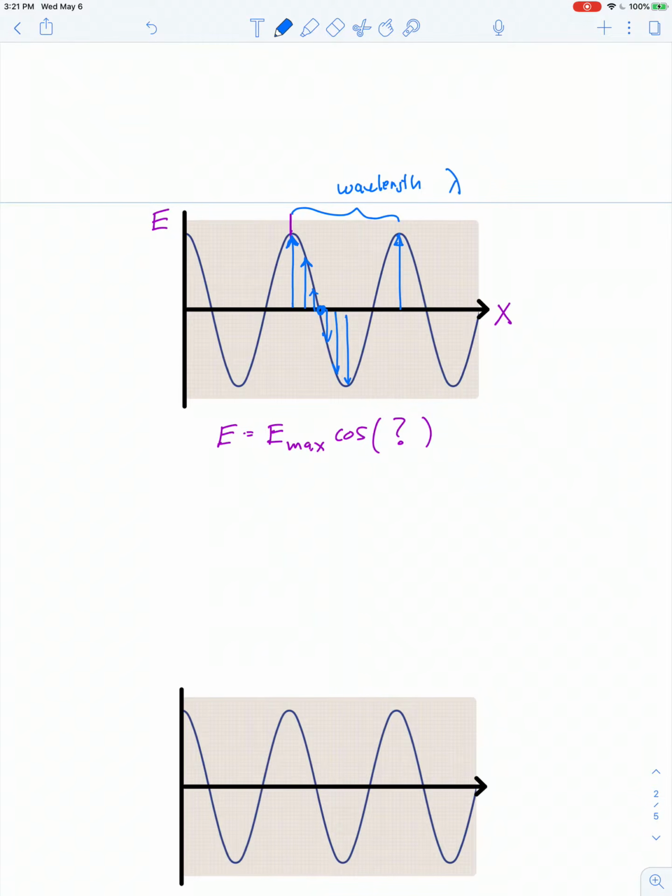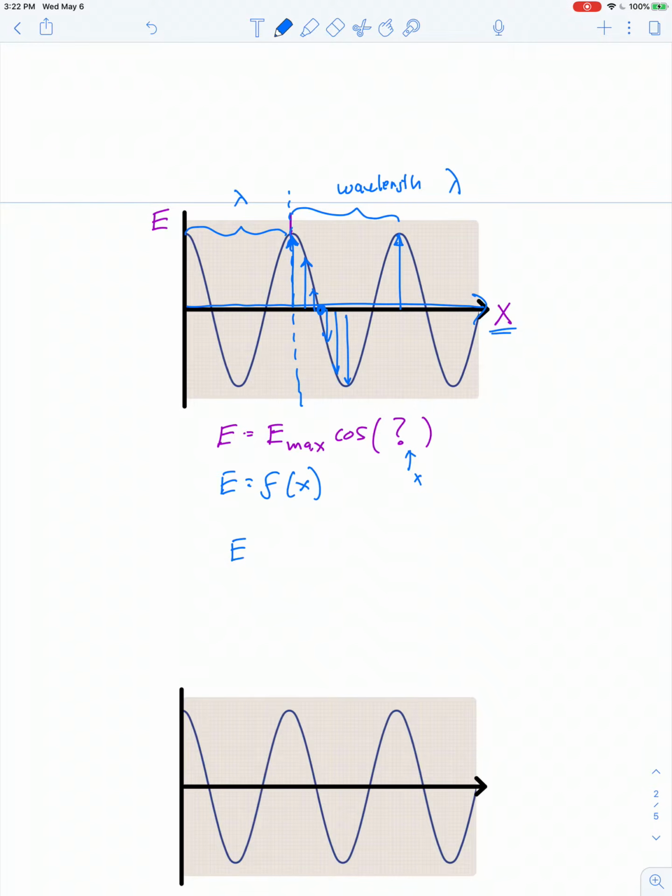Wavelength, we can give the symbol lambda. So back to here, that's also one wavelength. That means for every wavelength, every time x is equal to one wavelength, then the sinusoidal behavior starts over again, right? So I think we can say that the electric field is equal to a function of x. The farther down the line we go, we see variations in electric field. So somehow x needs to factor into this term.